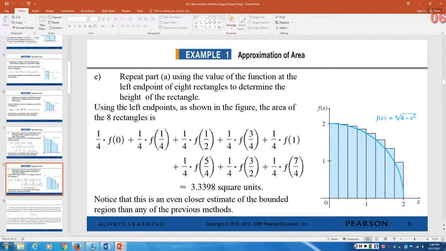Now what would work even better would be if I divided it up into more rectangles. So if I had instead 8 rectangles for f of 0, f of 1/4, f of 1/2, f of 3/4, f of 1, f of 1 1/4, f of 1 1/2, f of 1 3/4, and f of 2, and that's the heights of all those rectangles. That gets me down to about 3.3398 square units. And notice that the part that's actually hanging outside the circle now has considerably shrunk. It's not nearly as much as it used to be. So the estimate's getting better.